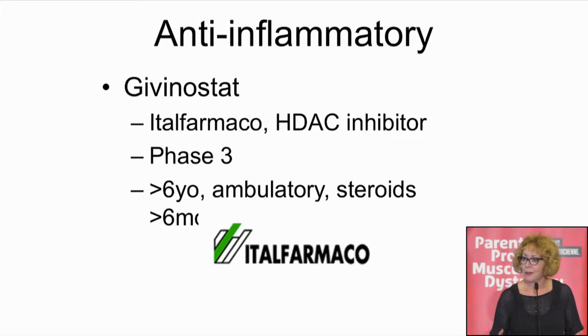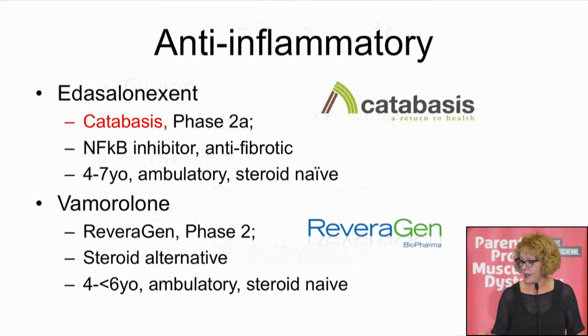We need everyone's participation. The faster we recruit, the faster we can get to completion of the study, analysis, and then decisions. You're also going to hear from Catabasis. Joanne Donovan is here and talking about the CAT-1004. This is an NF-kappa B inhibitor, and this is also thought to reduce inflammation.